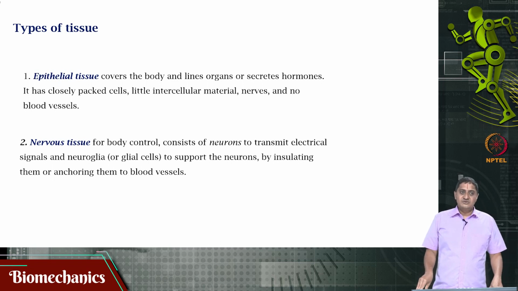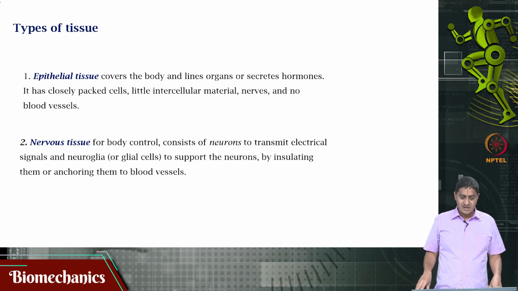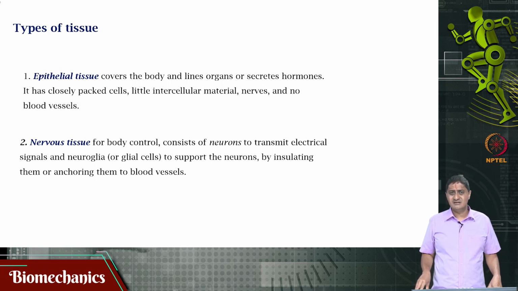The first type of tissue is the epithelial tissue. This is found almost everywhere in the body. It covers the body and lines the organs and or secretes hormones. It has very tightly packed cells and very little between-cell material. There is no gap, no material between these cells, and they do not have blood vessels. These are called epithelial tissue. They are found practically everywhere in the body.